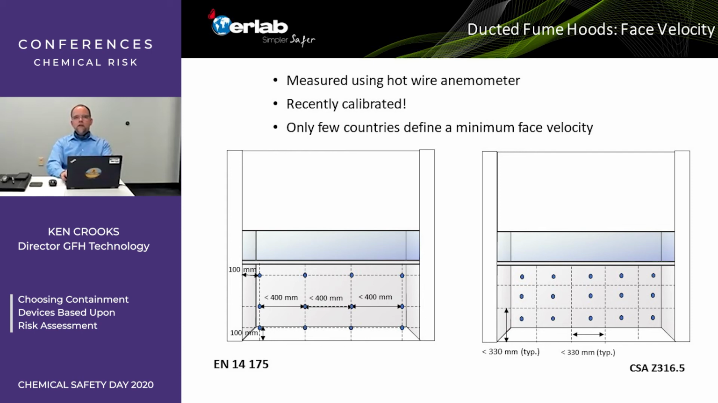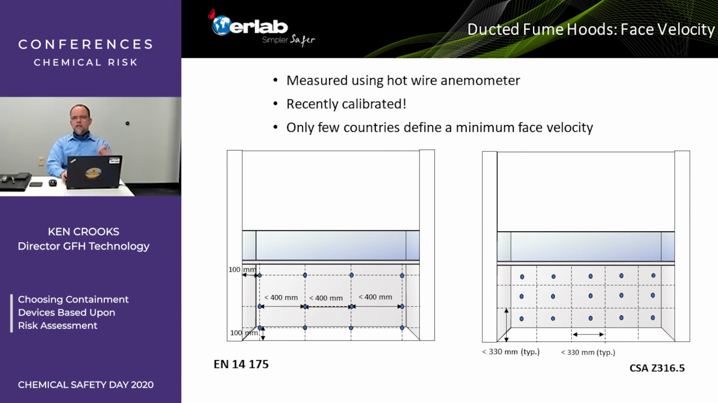So always using a hot wire anemometer, a single direction hot wire anemometer, so you can measure the air coming in at each one of these grid patterns. It's not done with a handheld, it's actually on a stand. There's not a human standing in front of it interfering with the airflow. It's there fixed. CSA, for instance, you must take 20 readings at each location and average those. Make sure that anemometer is recently calibrated, but of course, and only a few countries define minimum face velocity.